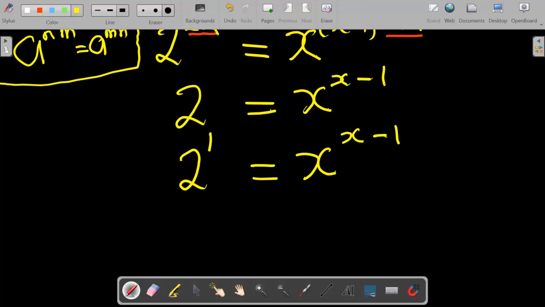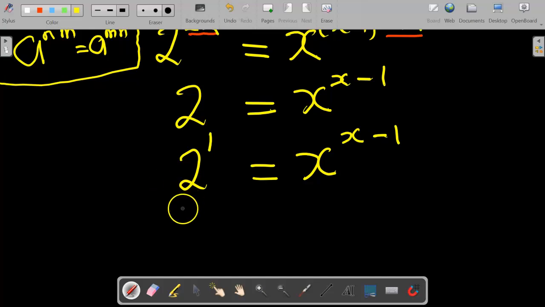Now, our focus here is to make both sides of the equation look alike.